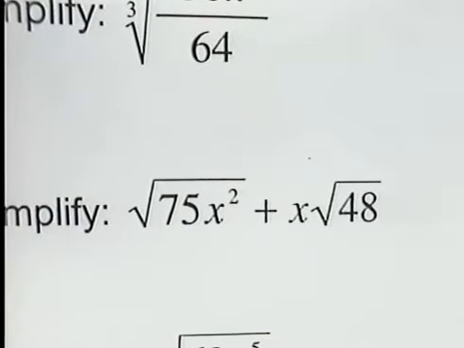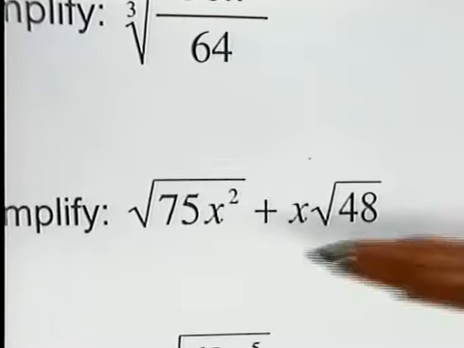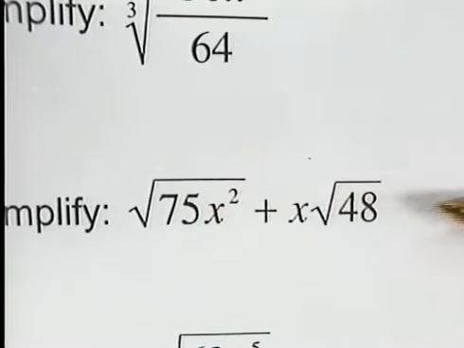75x squared plus x times the square root of 48. Now, a lot of you saw the 48 as 6 times 8. But that's not what you wanted to see. You were hunting for perfect squares. So 75 as 25 times 3. If you saw the 3 there as 25 times 3 right here, then you should see a 3 in this one if you have any hope. And 16 times 3 works.